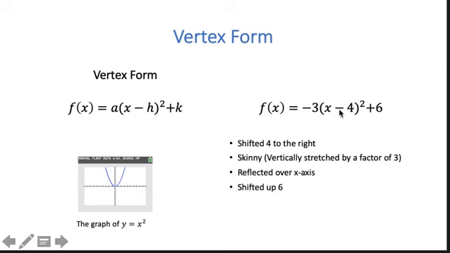It shifted 4 units to the right. It's vertically stretched by a factor of 3. Remember, that means it's skinny. It's reflected over the x-axis. That's what this negative sign does to the graph. And it's shifted up 6.